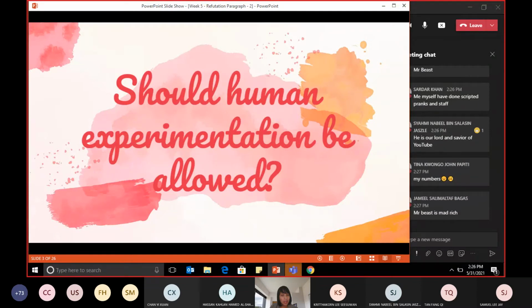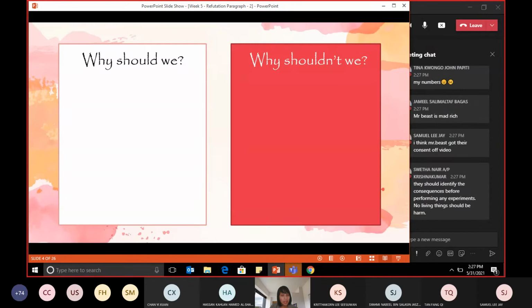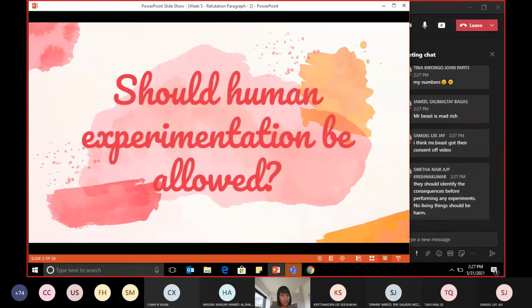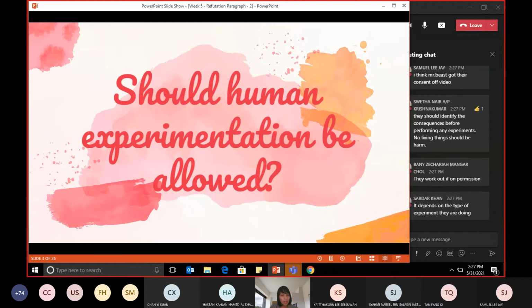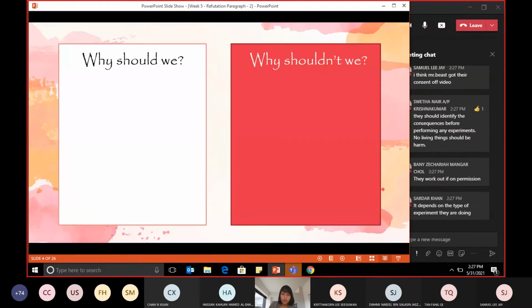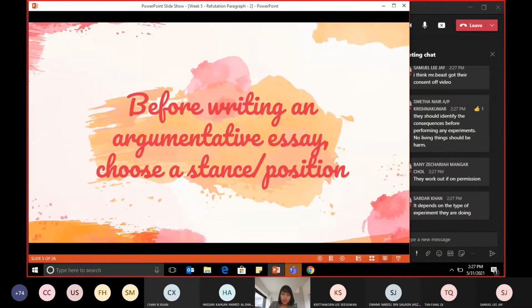Okay, so now let's focus on the refutation paragraph. When I have this topic about human experimentation, I have to show my readers whether I agree it should be allowed or I don't agree it should be allowed. So here, why should we and why shouldn't we? We will have two positions. When you are writing your argumentative essay, you must choose a stand. You must determine one. You cannot choose both. I think I mentioned this also last week.